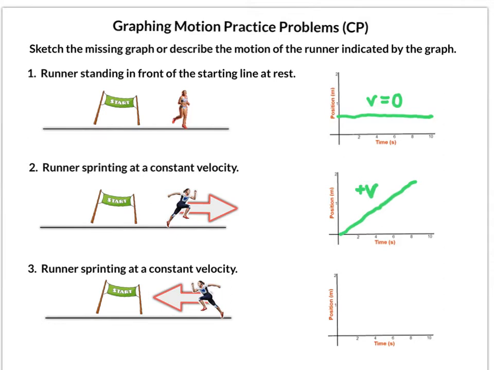She turns around and sprints back towards the starting line at a constant velocity. So now if this were a positive velocity in number 2, we have a negative velocity in number 3. And I see I don't have any room down here to do this, but it would be right down here.